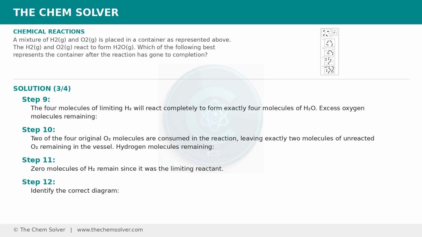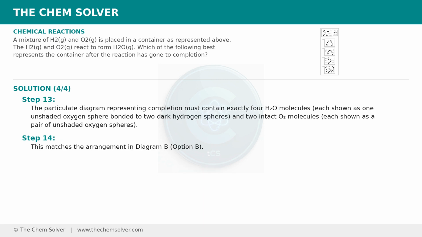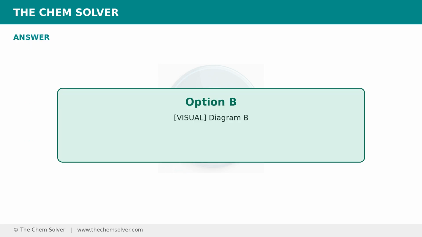Identify the correct diagram. The particulate diagram representing completion must contain exactly 4 H2O molecules, each shown as 1 unshaded oxygen sphere bonded to 2 dark hydrogen spheres, and 2 intact O2 molecules, each shown as a pair of unshaded oxygen spheres. This matches the arrangement in diagram B, option B. The correct answer is option B. Visual, diagram B.